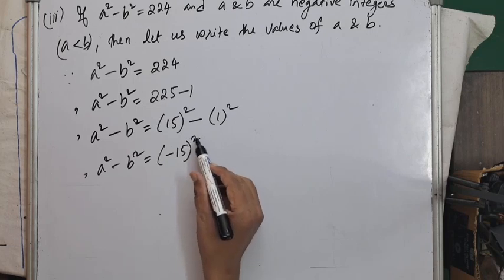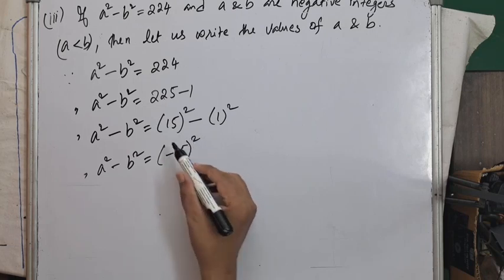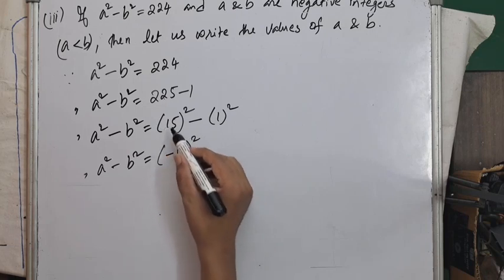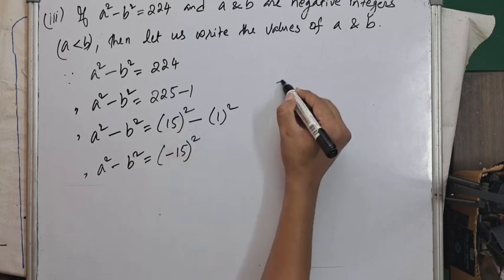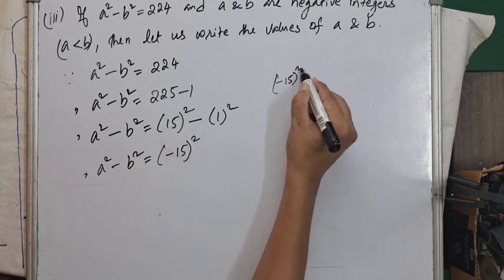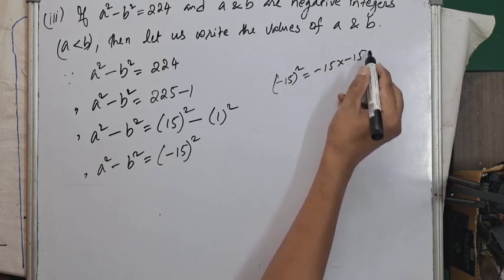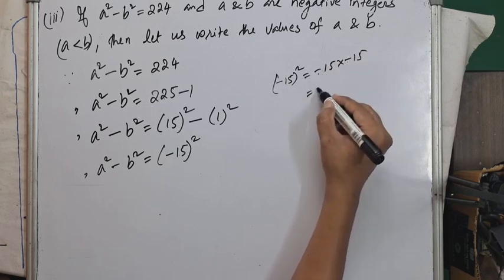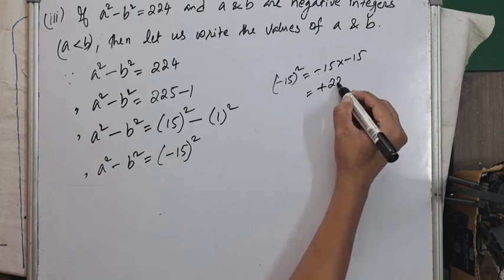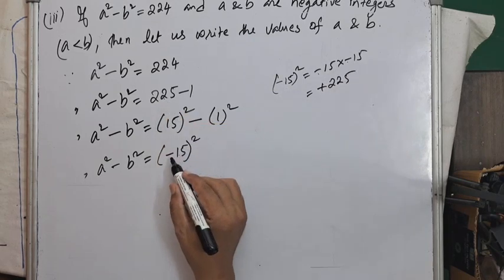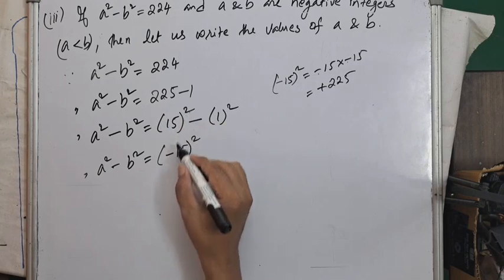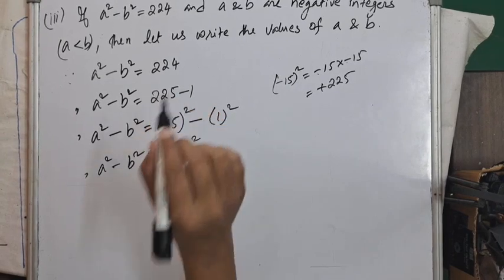Because when the power is an even number, this minus will change to plus. So minus 15 square and plus 15 square are the same thing. Minus 15 square means minus 15 into minus 15. Minus into minus is plus, 15 times 15 is 225. So minus 15 square or plus 15 square, both will give us plus 225.